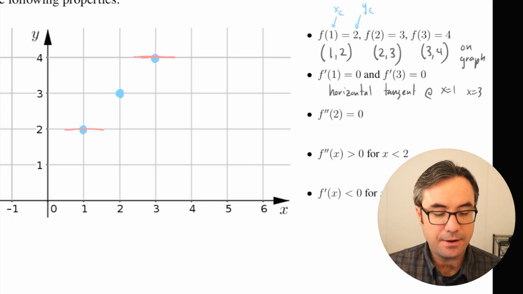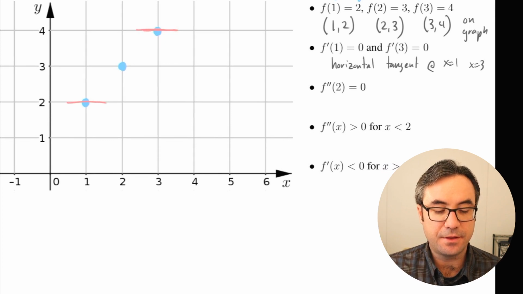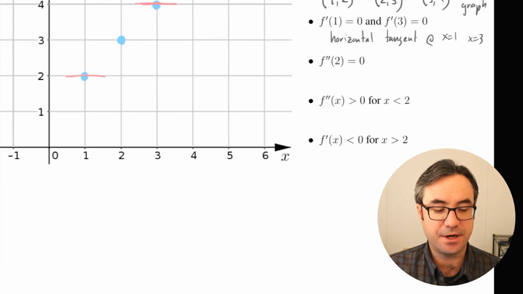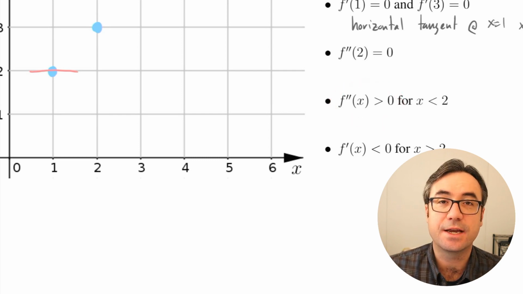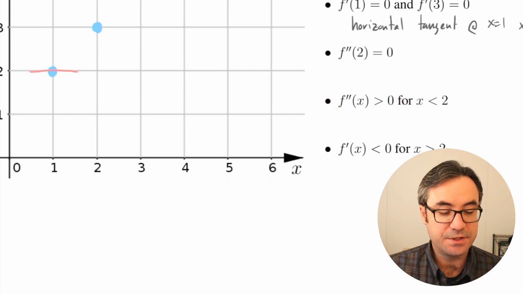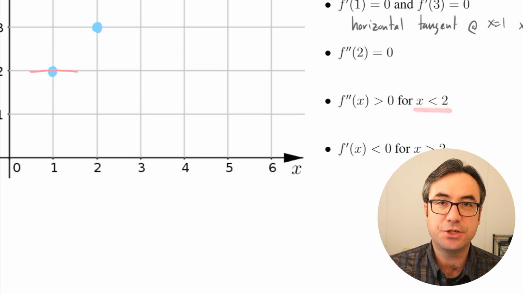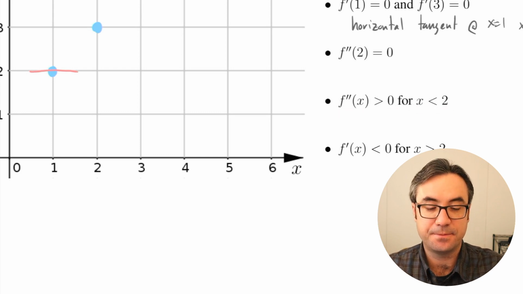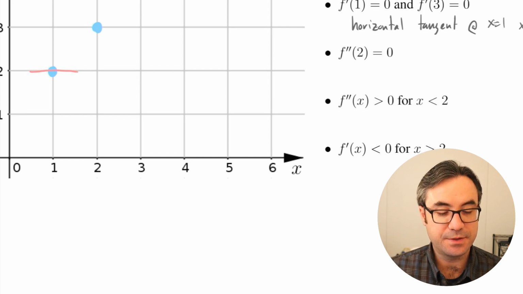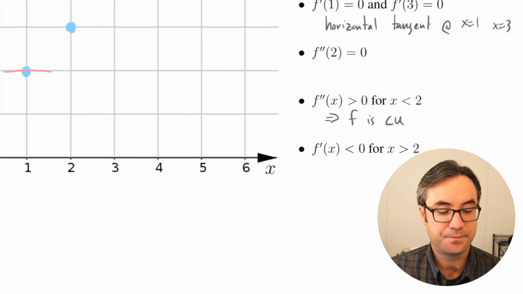So then let's go down to the last two properties. These are the ones that tell us about the sign of the second derivative. What we're seeing is that when x is less than 2, the second derivative is positive. If our second derivative is positive, that tells us that the original function f is concave up for x less than 2.